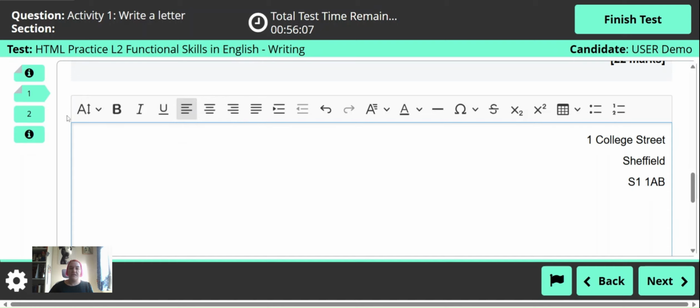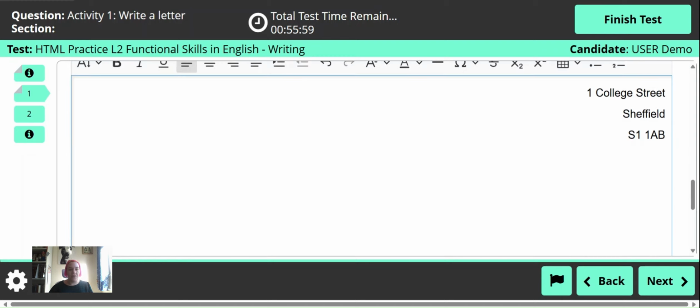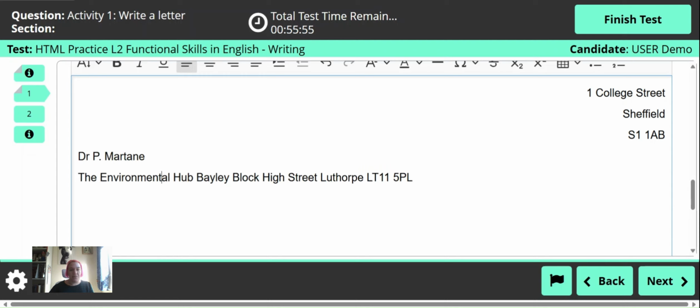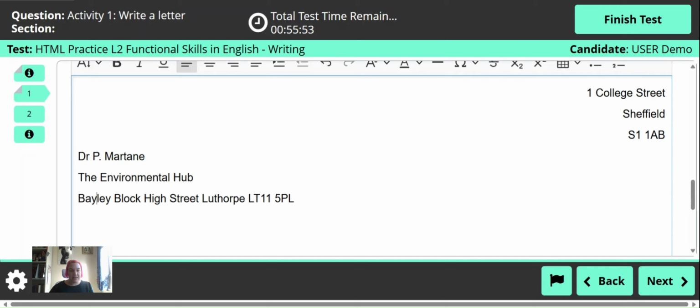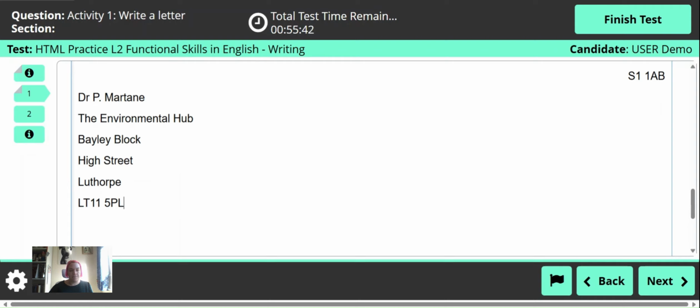Then, what comes next on a letter? Then we need their address, which thankfully we can copy and paste into the appropriate place on the text box at the bottom. Now, unfortunately, the formatting does need a little bit of playing around with, just to ensure it looks like everything is in the right place, but it means we don't have to write everything out ourselves. We can just copy and paste.